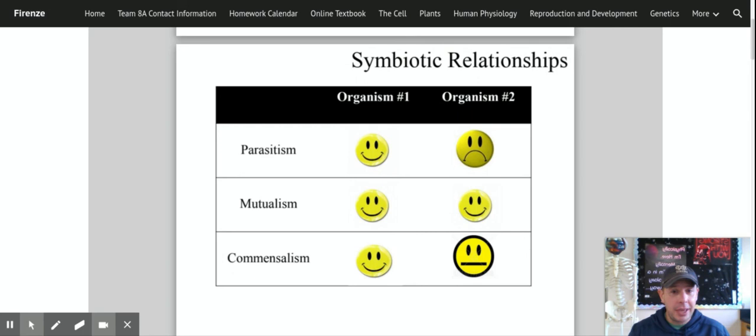Commensalism, one organism is benefited and the other is unaffected. So in the ecosystem, there are lots of different types of relationships between organisms in order to pass energy around through feeding relationships. And these are some of the relationships that we see in our environments. Hope you enjoyed learning about symbiotic relationships.